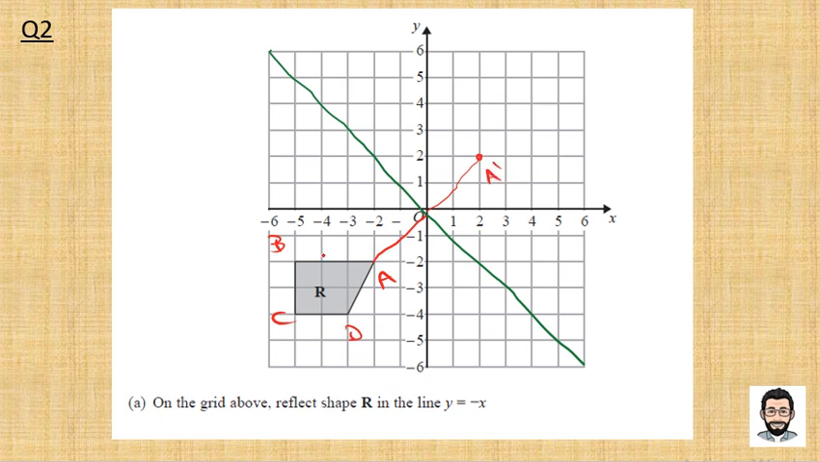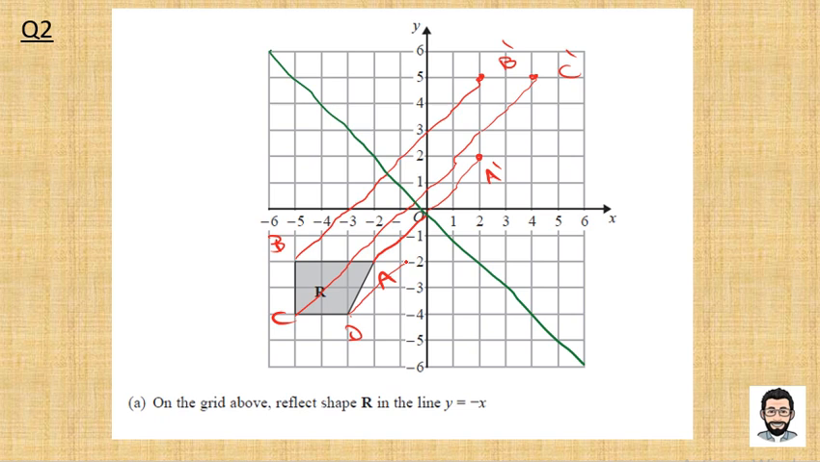Now we're going to count from B. 1, 2, 3 and a half. So here 1 and a half, 2 and a half, 3 and a half. So it's going to be here. I'm going to write B dash. Great. C, 1, 2, 3, 4 and a half. So I'm going to count half, 1 and a half, 2 and a half, 3 and a half, 4 and a half. So it's going to be here, C dash.